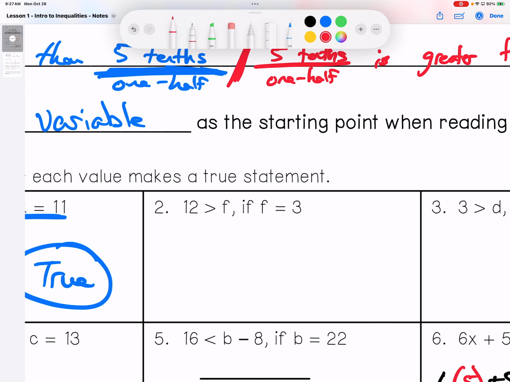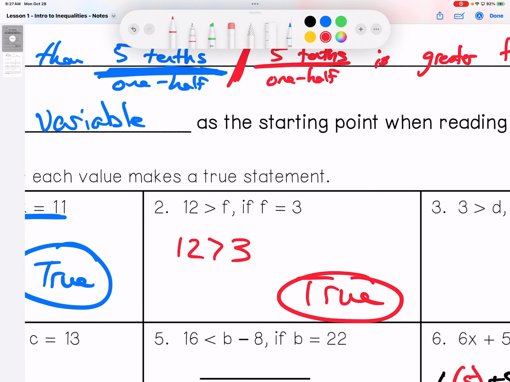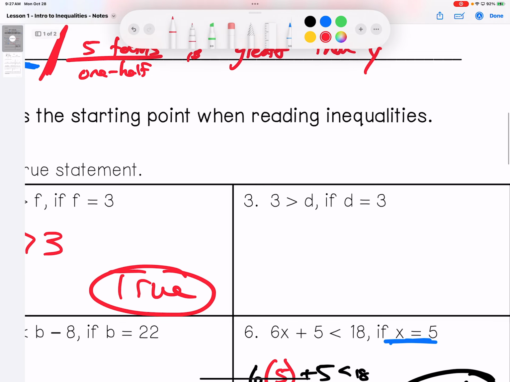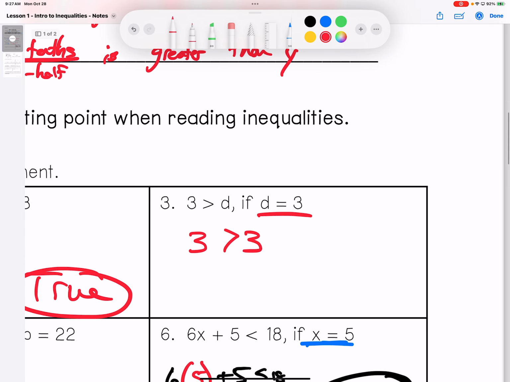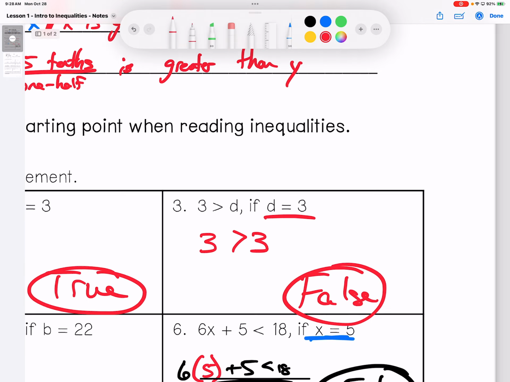I'm going to plug 3 in. Is 12 greater than 3? That is one of the true statements. Is 3, plugging that in, is 3 greater than 3? No, they are equal. It is not greater than. So number 3 is false.